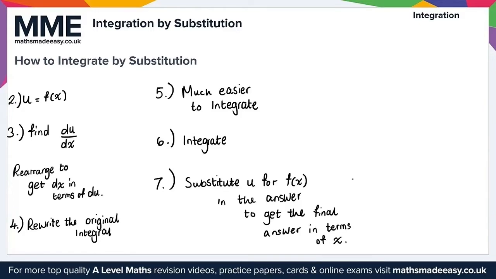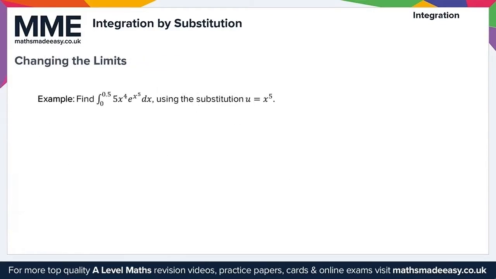Okay, so that gives us everything we need for how to integrate by substitution. Let's take a look now at changing the limits. For a definite integral with limits a and b, if our substitution is u equals f of x, then rather than substitute x back in at the end, we can simply change the limits to become f of a and f of b. We then simply put those limits into our expression for u to evaluate the integral.